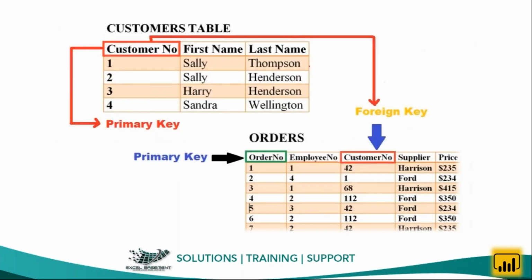So on the first table, it is known as a primary key, and on the second table, it is known as a foreign key. Okay. Another example: here we have again two different tables. The first one is the customers table, where we have three columns: customer number, first name, and last name. And we have the orders table: order number, employee number, customer number, supplier, and the price. We identify the common column between these two tables is customer number. In the customer table, it works like a primary key, and in the orders table, the same customer number is working as a foreign key. So in these kinds of situations, we create one-to-many relationships, where on one table we have a primary key, and on the second table we have a foreign key as well.